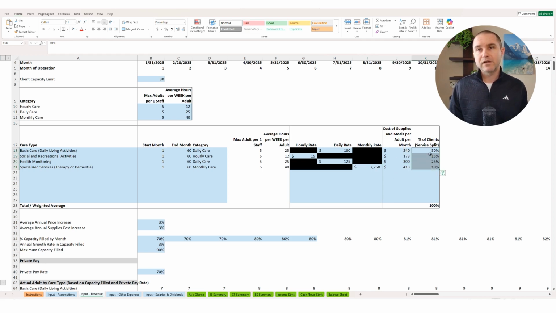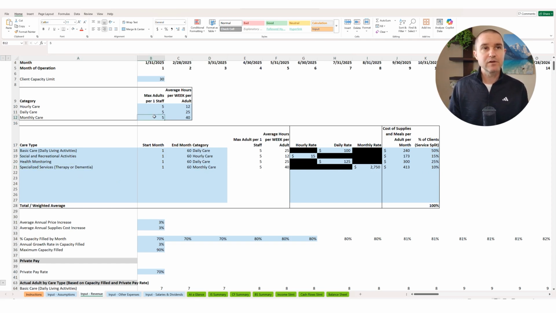And then finally over here, what you can do is break down the percentage of clients that fall into each category. So we're saying 50% of our clients here are in this basic care, daily living activities, in the daily care category, and they're paying $100 a day. So you're able to split that up, and maybe you have 10% of the customers on that monthly care, maybe getting specialized services that need attention all the time.